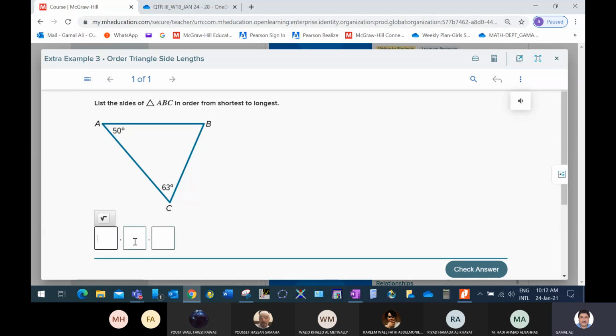What is the second angle? Angle C. So AB. We have to write here AB, guys. What is the third angle? B. So the opposite side is AC. Very good. Sorry, I don't have the ability to write here.